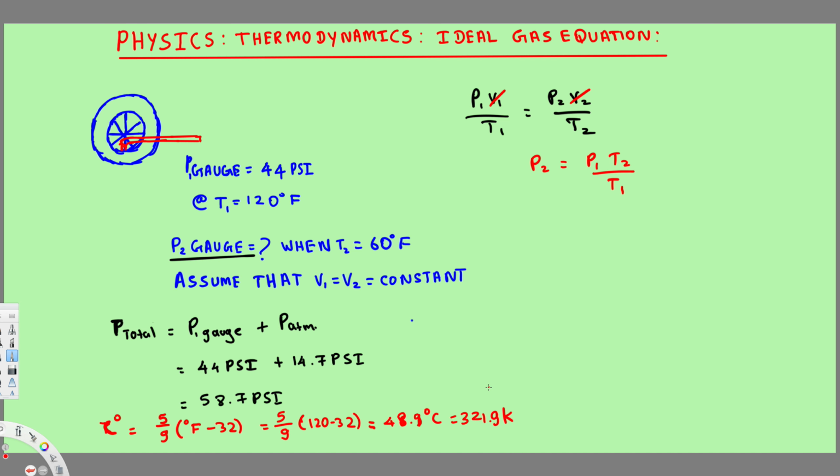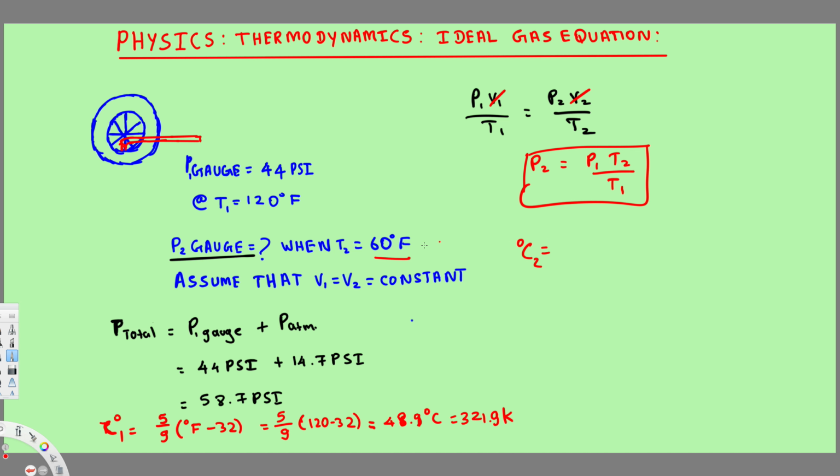And then what else do we have? We have this temperature right here. We have to convert that one into Kelvin too. So let's do that one now. So let's convert this one into Kelvin. We have 60 degrees Fahrenheit, so degrees Celsius is going to be, let's put this one, this T2.